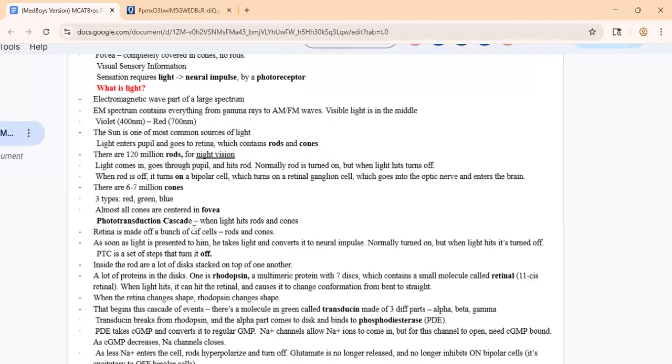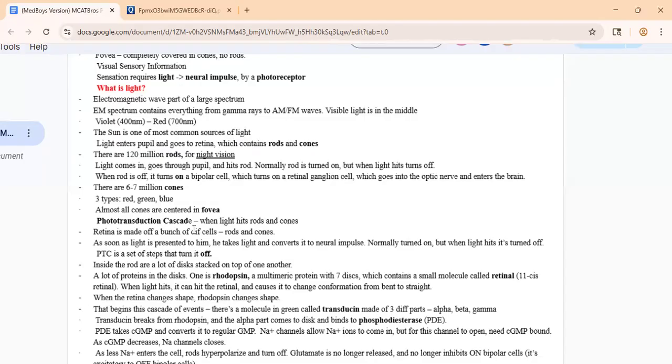Fovea and cones, they go together. Okay? Cones and fovea together. If it says where can we find cones in this experiment? You gotta call the boo, fovea. Fovea is our boo. Okay?